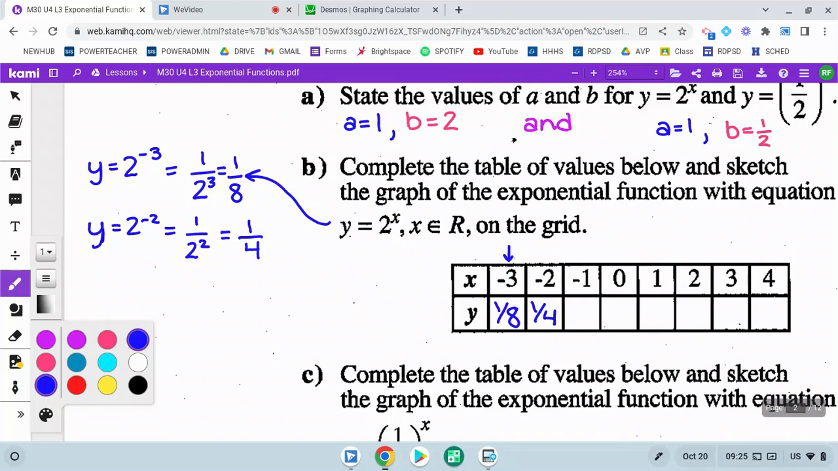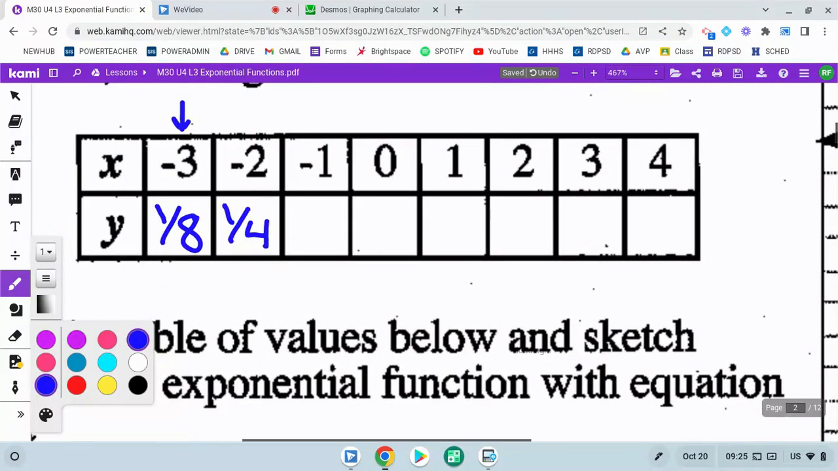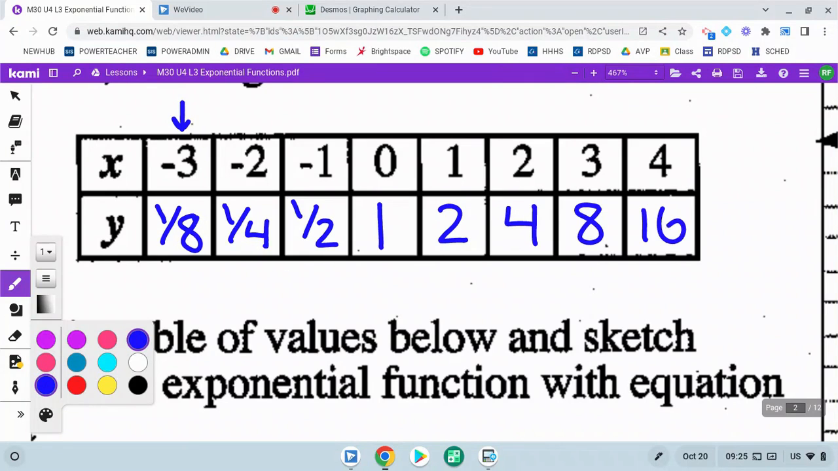Okay, and then we could keep doing this over and over again, but I'll just give you the solutions. And we would get 1/2. Anything to the power of 0 is 1. And then these ones are easy to do in our head without writing the work. 2 to the power of 1 is 2. 2 to the power of 2 is 4. 2 to the power of 3 is 8. And 2 to the power of 4 is 16. Get all these little pieces.